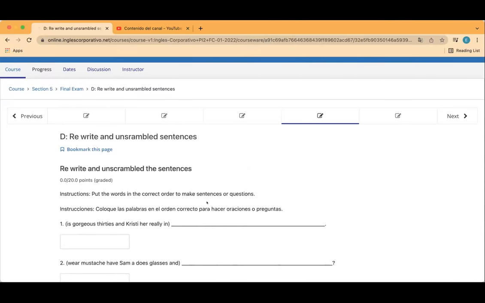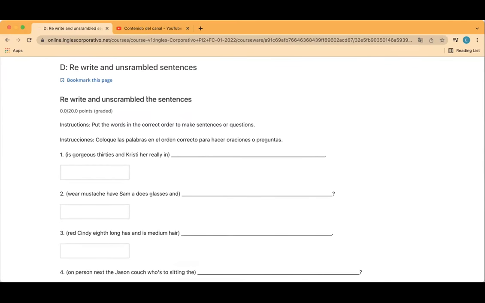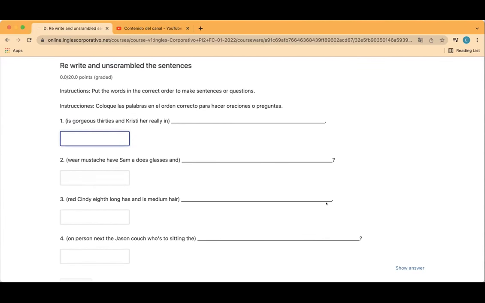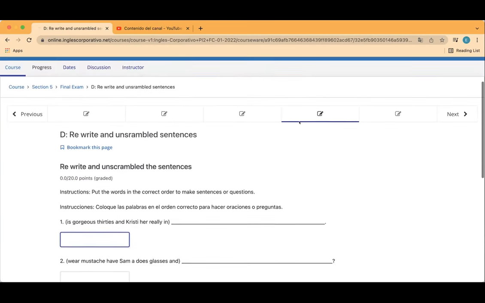In letter D, we have to unscramble. Okay. It is put in the correct order. So, for example, this is not in the correct order. You need to put it in the correct form. And be careful. Some are sentences. Some are questions. The order is different. The order is different for a sentence and for a question. Okay.